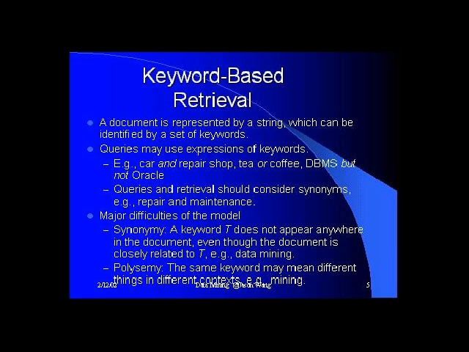Now, most of these search engines are based on keyword-based retrieval. That is, a document is represented by a string which can be identified by a set of keywords. For example, we represent a document by 100 keywords. We can predefine which keywords are interesting, which are not. Then we look at this document. If this document has this keyword, then we put the corresponding position 1. Otherwise, we put 0. So we can represent a document by a 1-0 vector, right? Does this keyword exist in the document or not?